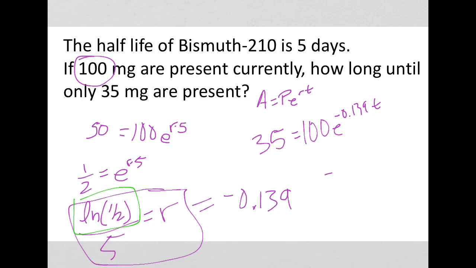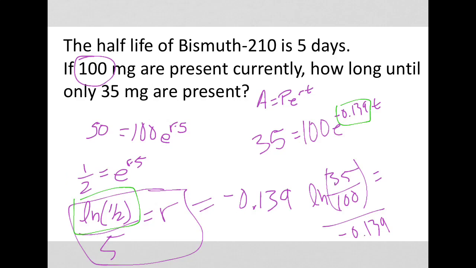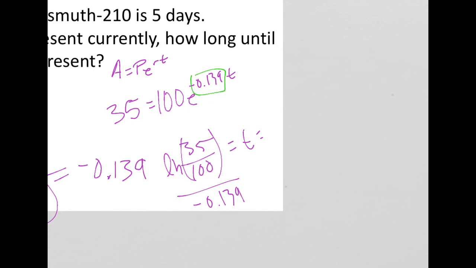So we're going to get 35 divided by 100. And again, we're going to take the natural log of both sides, and then we're going to divide this time by that rate right there, negative 0.139, and that will equal the time. And again, check my work and make sure you understand where all of that just came from.